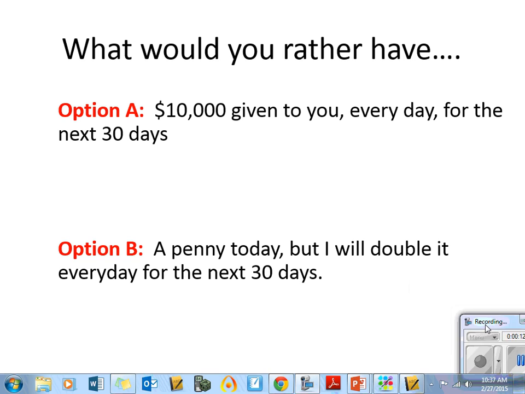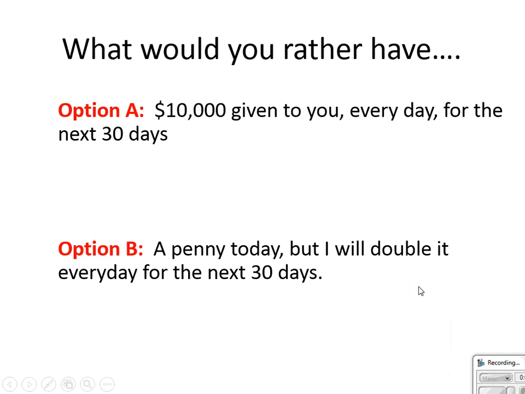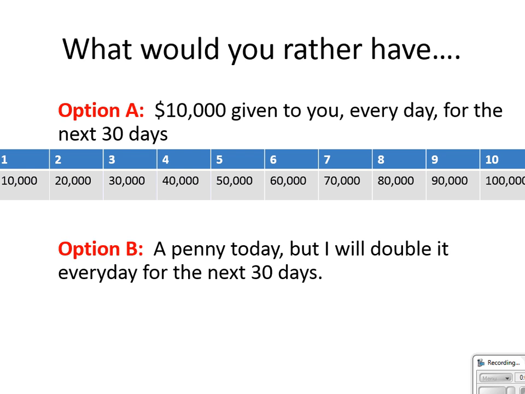So if I were to ask you these two questions: one, would you rather have $10,000 given to you every day for the next 30 days, or option B, a penny a day, but it doubles every day for the next 30 days? Which one would you take? I bet most of you would take option A, $10,000 a day every day for the next 30 days. So let's look at their tables and see if that makes a difference.